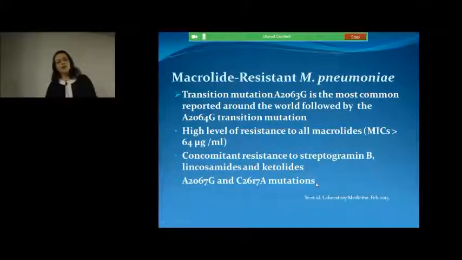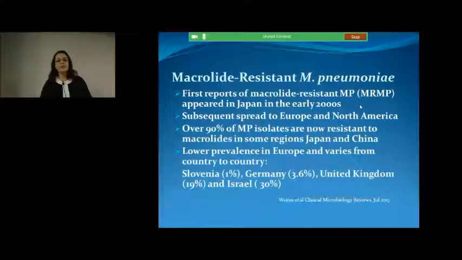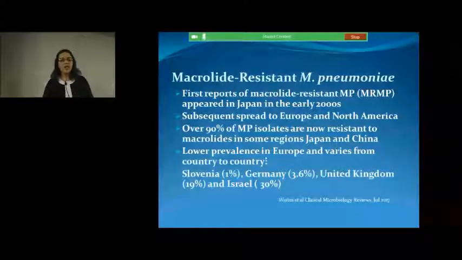So the first reports of macrolide-resistant Mycoplasma pneumoniae appeared in Japan in the early 2000s. Subsequently, cases spread to Europe and North America. And now, over 90% of the Mycoplasma pneumoniae isolates are resistant to macrolides in some areas in Japan and China. Lower prevalence is seen in Europe, and the prevalence varies from country to country: 1% in Slovenia, 3.6% in Germany, 19% in the United Kingdom, 30% in Israel.